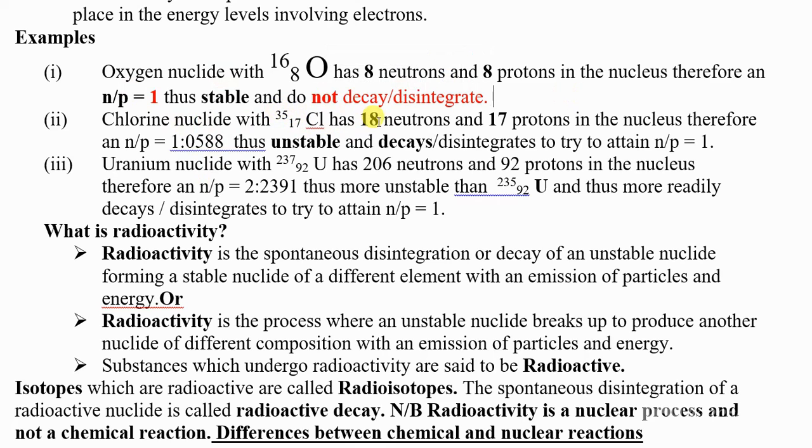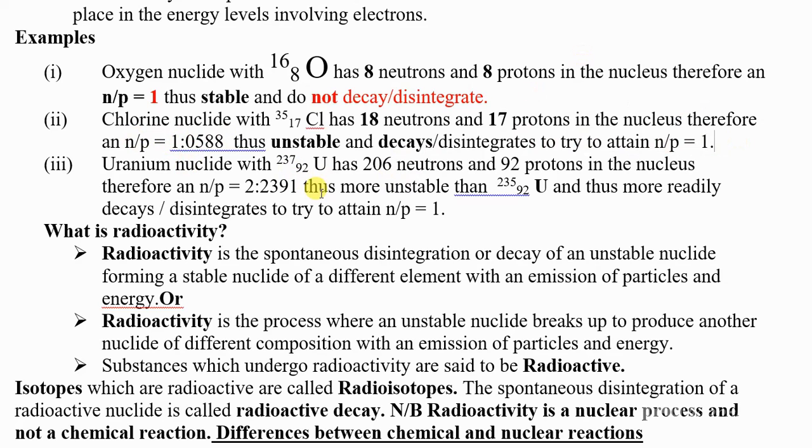That means it has 18 neutrons and 17 protons. That's correct. Therefore, neutrons divided by protons is 1.06. It means that isotope is unstable and therefore will decay, trying to attain the stability of what? Of 1. It will always decay.